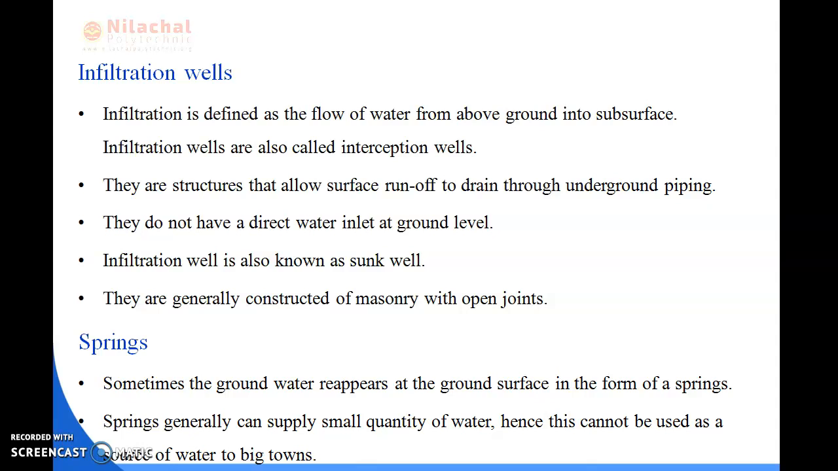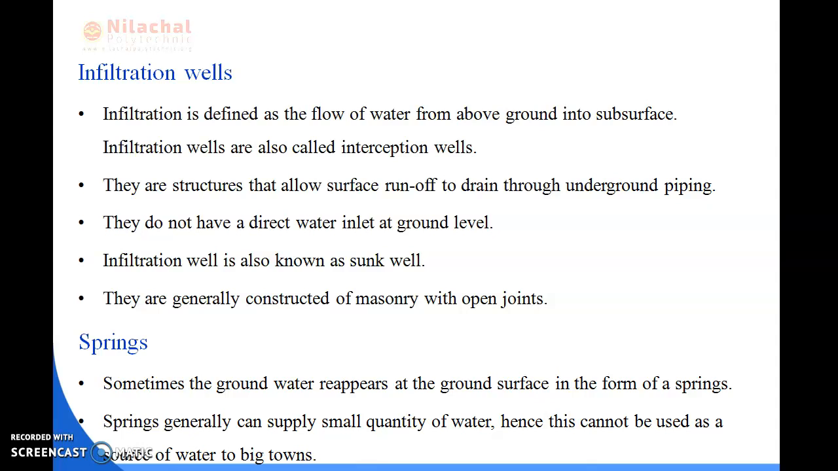So we can say that infiltration is the flow of water from above the ground into the subsurface. Infiltration wells are also called interception wells or sunk wells, and they are structures that allow surface runoff to drain through underground piping. They do not have a direct water inlet at ground level, and these wells are generally constructed of masonry with open joints.